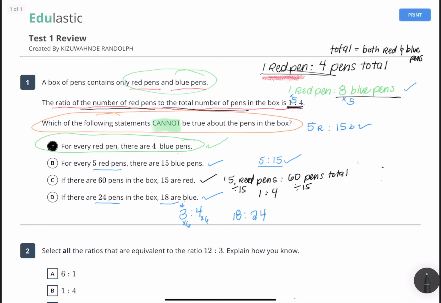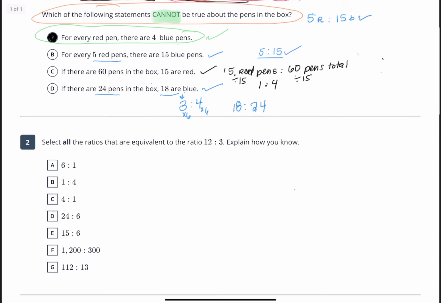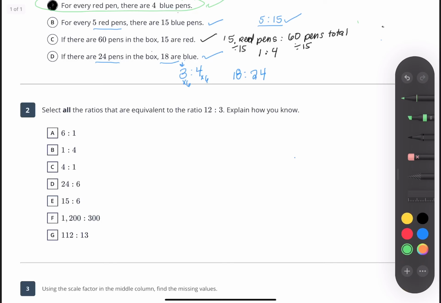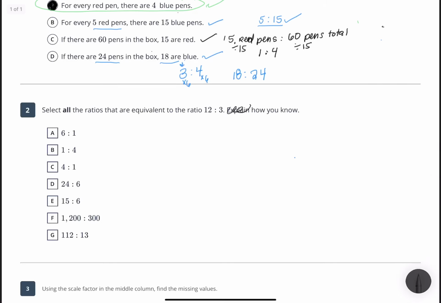Now let's move on to the next question. Question 2. Now, question 2 says select all the ratios that are equivalent to the ratio 12:3. Explain how do you know? Now, this question has a bit of a flaw because there's no box to give you the opportunity to explain, so we're going to X that out. But typically when you see a question like this on a test, this is a multiple select question. Okay, there's more than one correct answer. It doesn't say how many, it just means that there is more than one correct answer.